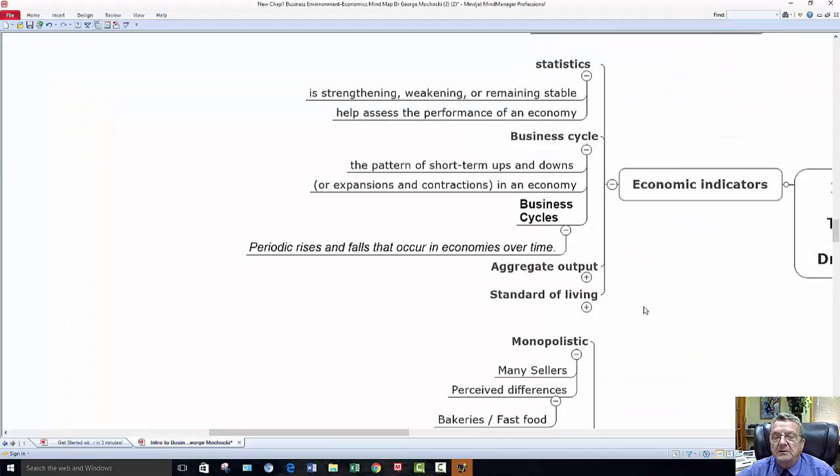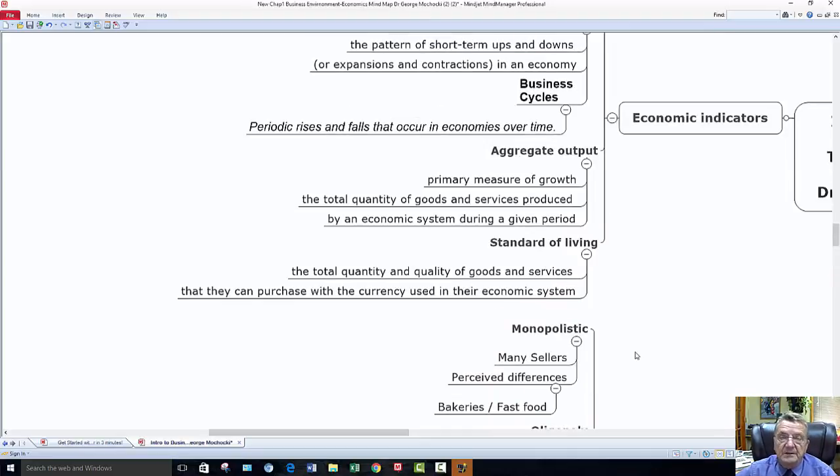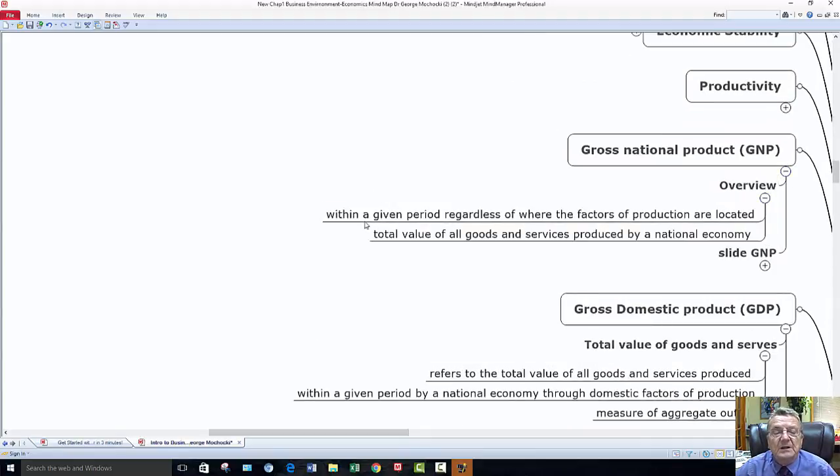All right, so economic indicator, aggregated output, you have that. The standard of living, we talked about, is the total quality of goods and services that can be produced for the currency in their economy. Okay, so we took care of that. That's domestic. The domestic one is just industries that are U.S. manufacturers or services within the United States. There are a lot of foreign organizations that work within the U.S. But the gross national product is everybody, regardless of where the factors of production are located, the total value of goods and services produced by a national economy.